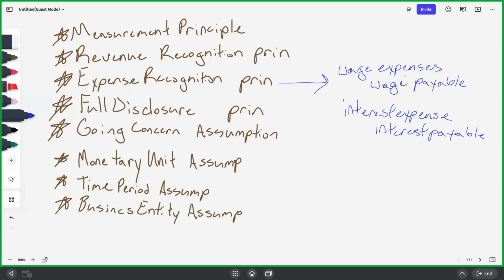What about the going concern assumption? That's assuming the business will still exist. We're going to keep going as if we have no concern. That's the best way I like to remember it.